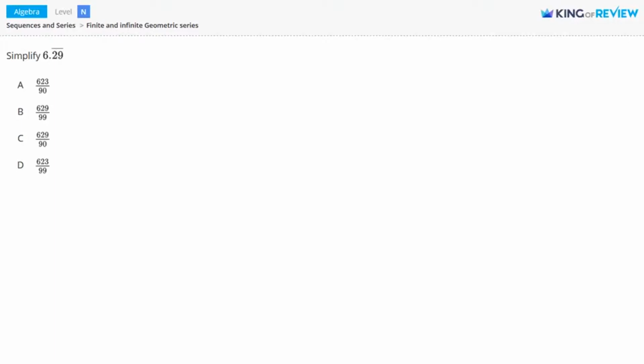Simplify 6.29, and the 2 and 9 have a repeating bar. So if we expand this, we get 6.29, and the 2, 9 keep repeating. 2, 9, 2, 9, 2, 9, and this keeps on going. We're repeating the 2, 9. So this is a repeating decimal.